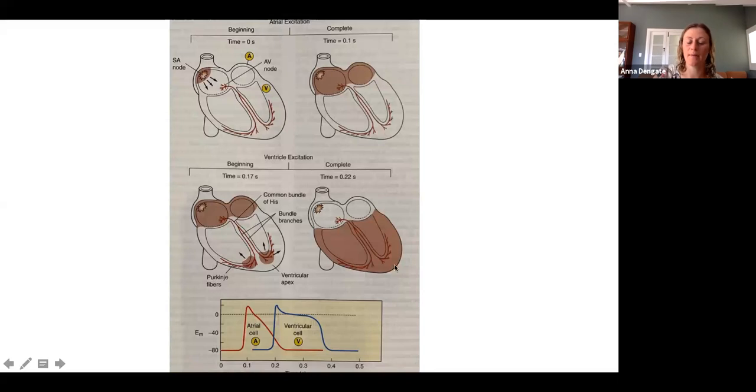Good. And it's a little bit tricky because I said left VPCs go down first, but left bundle branch block decreases conduction on the left. So left bundle branch block will go up first. Left is lower for VPCs, left is higher for bundle branch block.